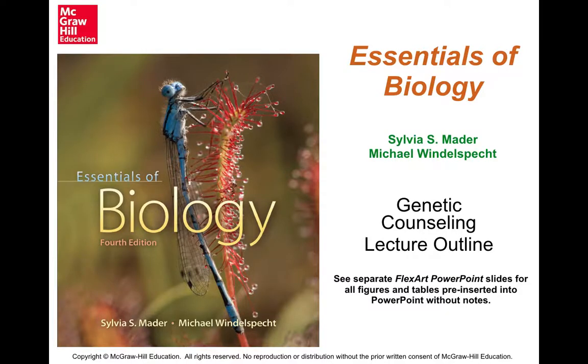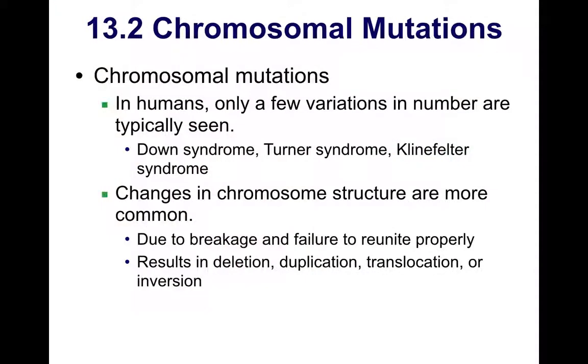Hi, let's look at some chromosomal mutations. I want to start by saying that in humans we do not see many full mutations where an entire chromosome is either missing or added extra. The few that we have already talked about earlier include Down syndrome, which was an extra chromosome 21, Turner syndrome, which was only one X, and Klinefelter syndrome, which was XXY.